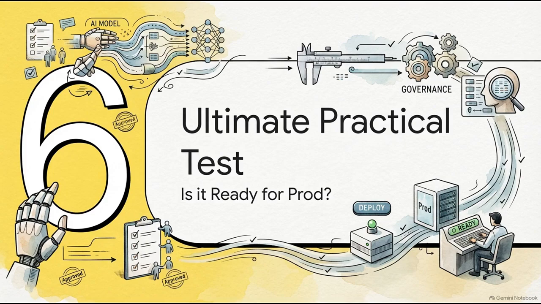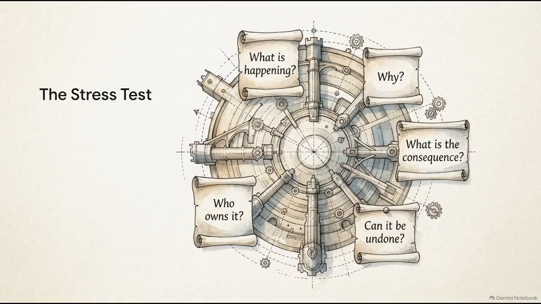And that brings us to Section 6, the ultimate practical test. Is your workflow actually ready for prod? So the crucial point is this. Before you ship any approval flow, you have to ask yourself a hard question. Just by looking at the screen, can your human approver confidently answer these 5 things?